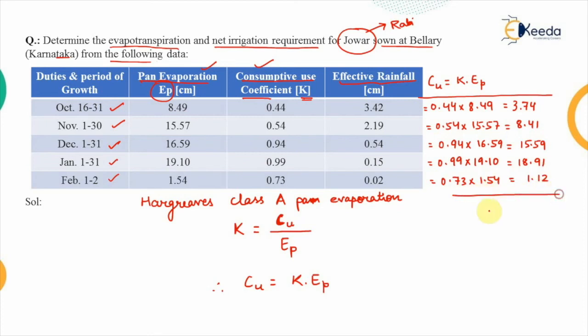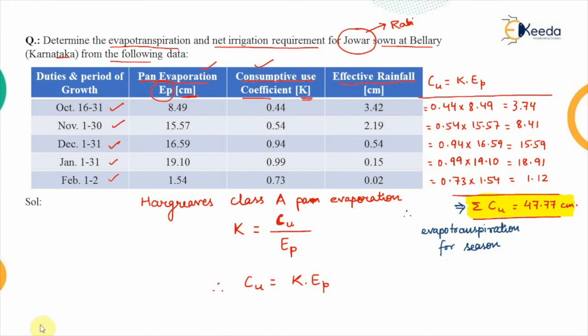So from here, if we sum up all the values, we get the summation of the consumptive use for the entire season. And that value comes out to be equal to 47.77 centimeters, because the pan evaporation was given in centimeters, so the unit will remain the same. Therefore, the evapotranspiration value for the entire season will be equal to 47.77 centimeters. That means this is the consumptive irrigation requirement. That means for the growth of the plant, this much amount of water is to be supplied.